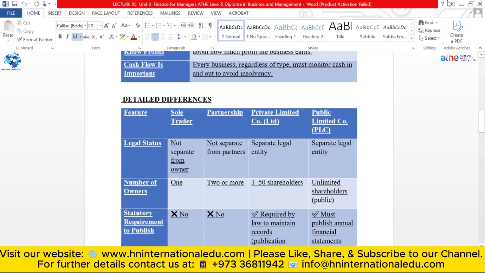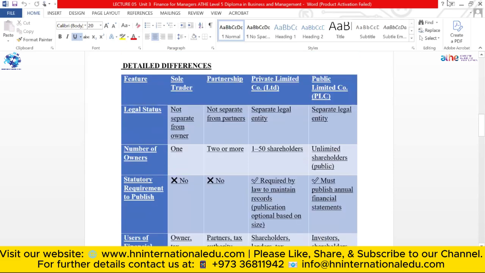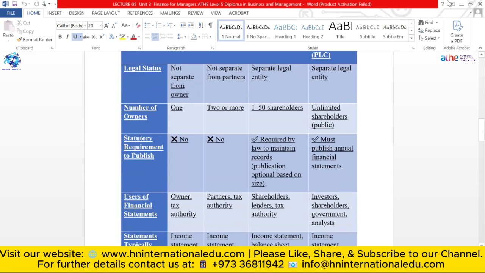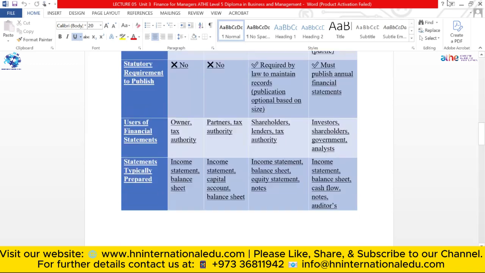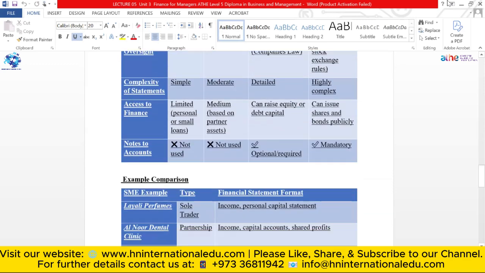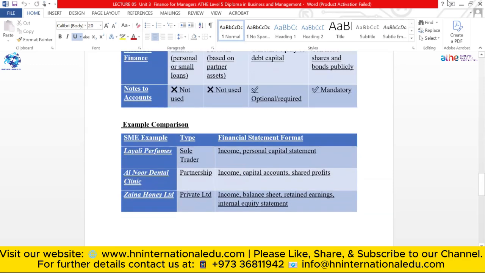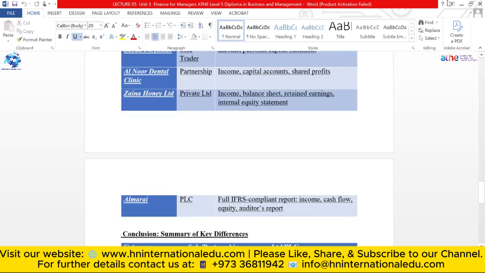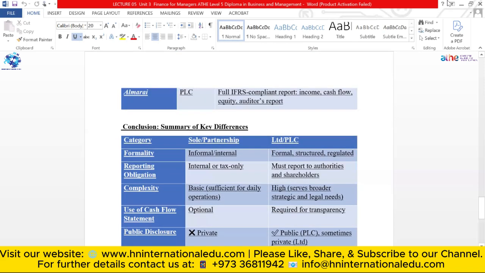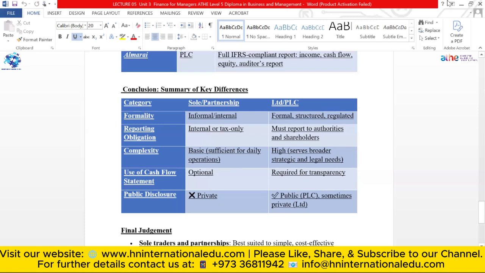Then we have detailed differences as well for the sole trader, partnership, private, and public. Legal status, because on the lecture side, things are quite less. But when you work on the document, you can work the way you want. Then example comparisons too, I did that as well, just to make sure how you will be doing it. And a conclusion as well, summary key differences, just break it down. For the sole partnership, for the limited public company, formality, reporting, these are the categories. We can work on the category wise as well.